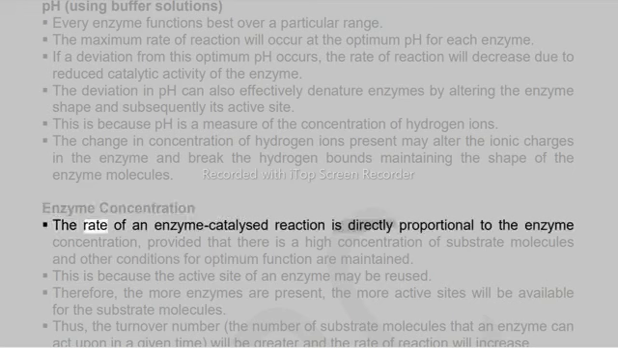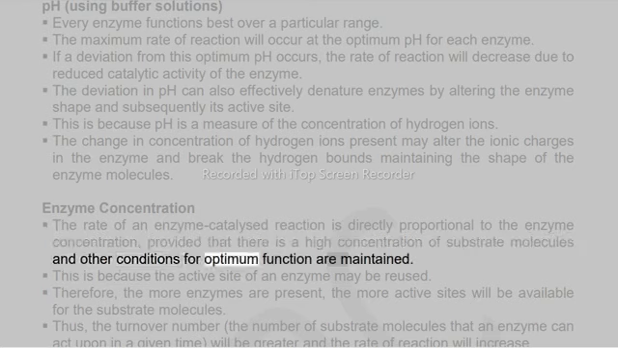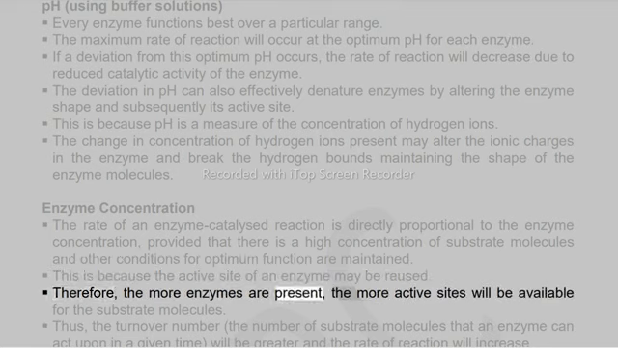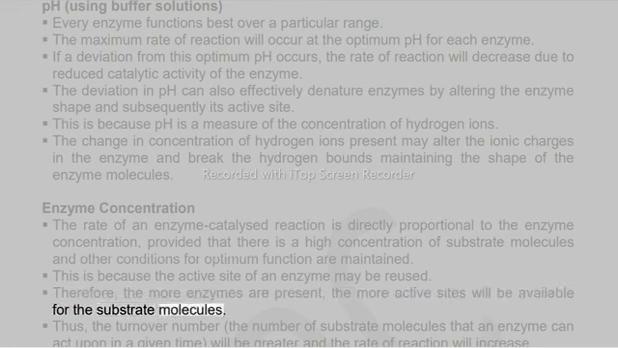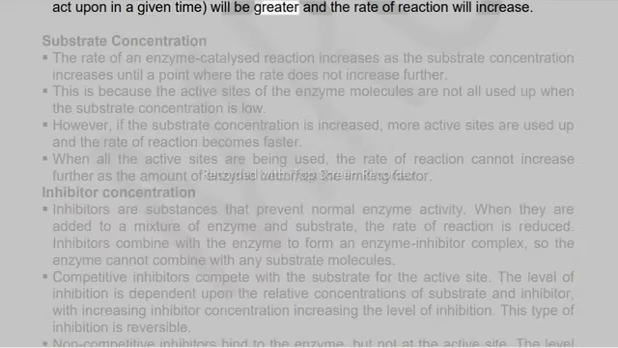Enzyme concentration. The rate of an enzyme-catalyzed reaction is directly proportional to the enzyme concentration, provided that there is a high concentration of substrate molecules and other conditions for optimum function are maintained. This is because the active site of an enzyme may be reused. Therefore, the more enzymes are present, the more active sites will be available for the substrate molecules. Thus, the turnover number, the number of substrate molecules that an enzyme can act upon in a given time, will be greater and the rate of reaction will increase.